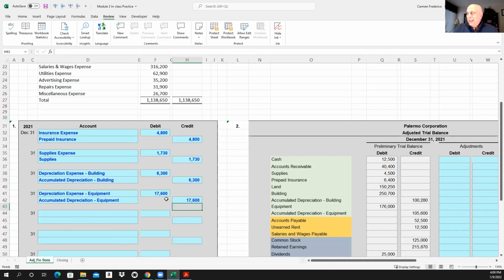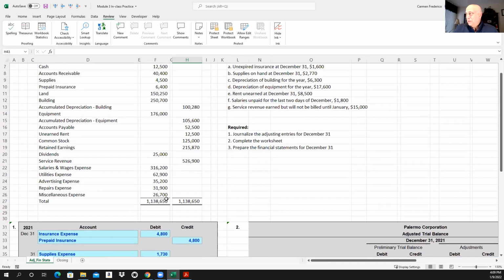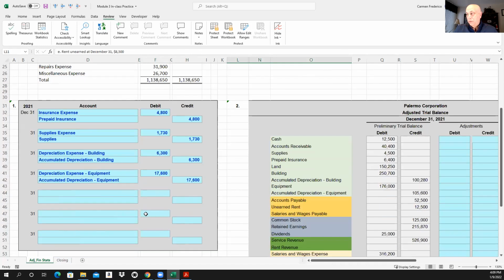Okay. Let's look at the next transaction. Again, I've talked about it already. The rent unearned at the end of the period is $8,500. We have on our books $12,500. We want it to be $8,500, so we'll make an adjustment for $4,000 to write that liability down. So the liability is going down by $4,000 because we've earned it now.